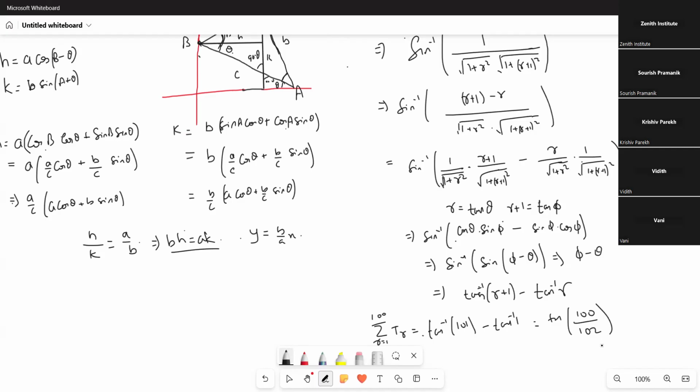Is the question clear? So this simplifies to 50 by 51. So P is equal to 50, Q is equal to 51, so the answer will be 101. Did everyone understand this question?